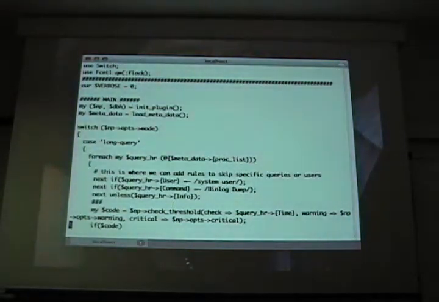So maybe it could be made very configurable. Obviously, this is hard coded. It probably shouldn't be hard coded, or at least it should be out in a different place, because they even said you can add rules to skip specific queries or users. So the answer is not yet, but not hard to do.